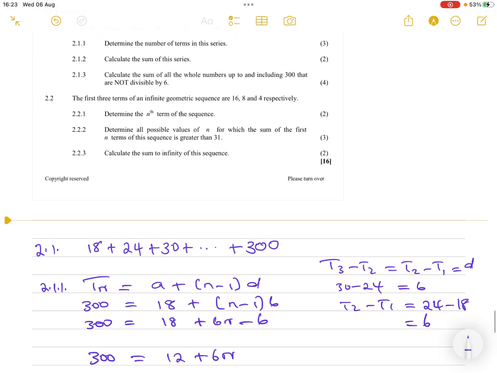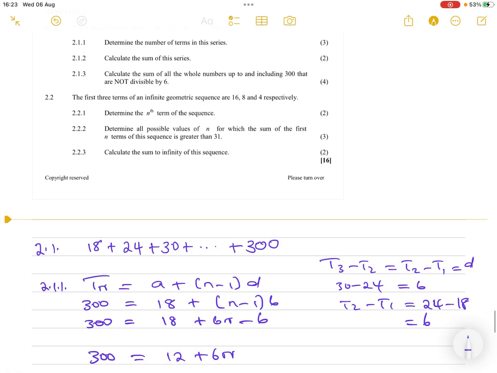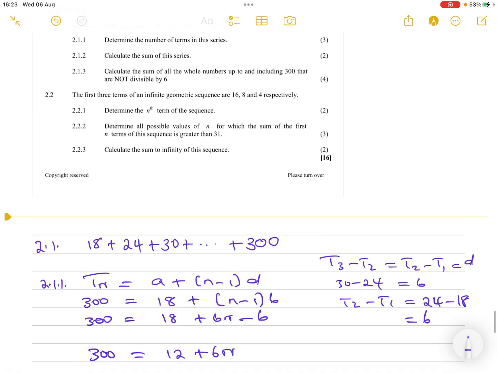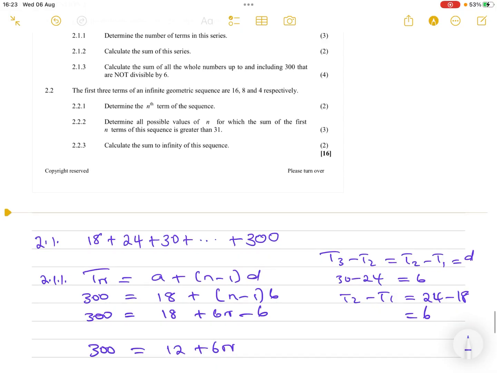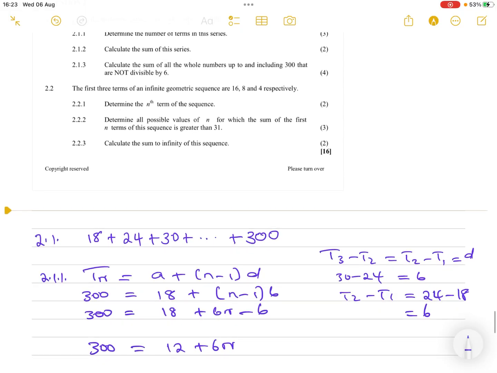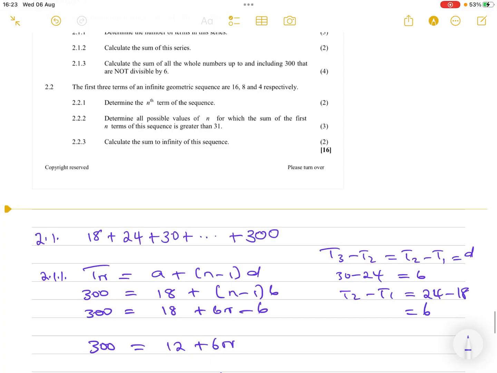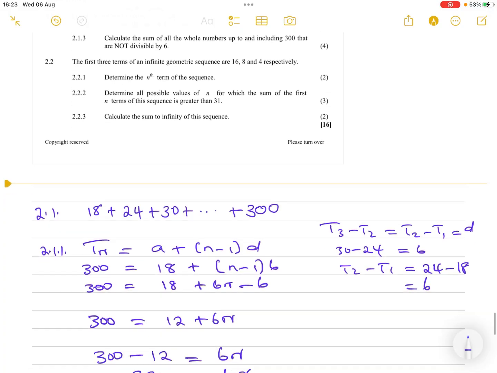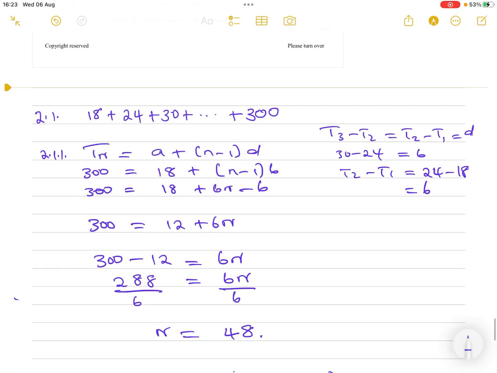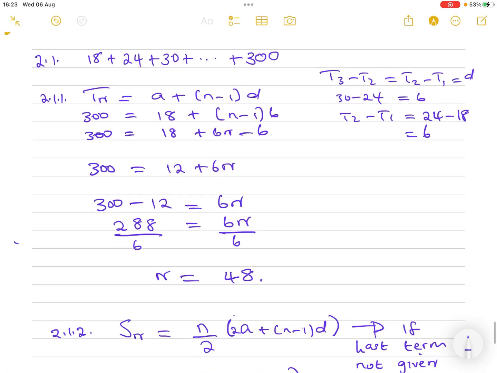7,632. Okay, then the next question, 2.1.3 now. This one is a bit tricky. We are required to calculate the sum of all the whole numbers up to and including 300 that are not divisible by what? By 6. This one is a bit tricky.